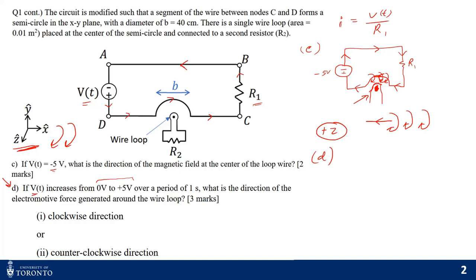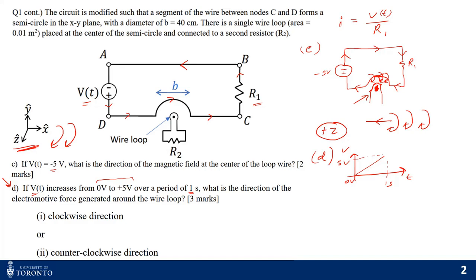So over a period of 1 second, if I plot time versus voltage, I have a voltage increase from 0 volts to 5 volts, right? So now what will be the direction of the electromagnetic force generated in the wire loop?